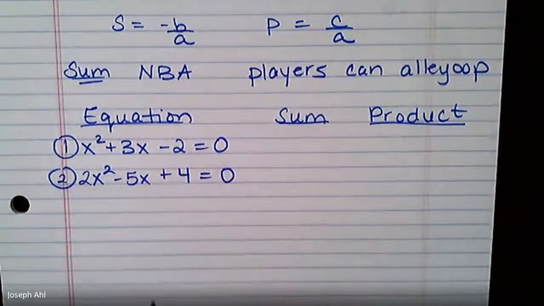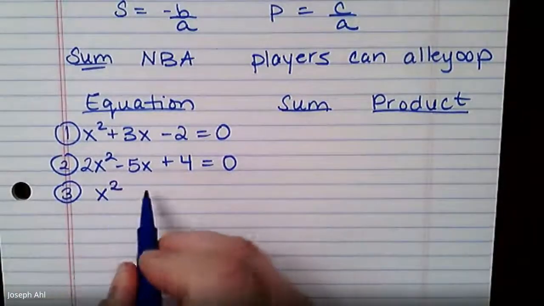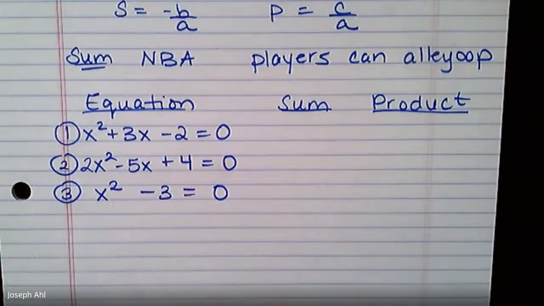Two x squared minus 5x plus 4 equals 0. And then the last one we'll do is x squared minus 3 equals 0. Okay. So we should be able to do this really fast, shouldn't we, right?